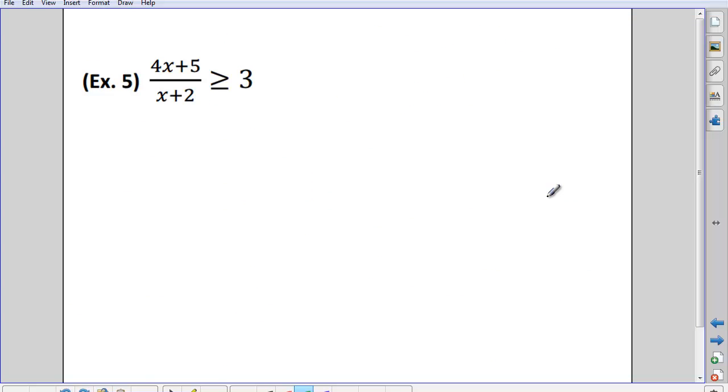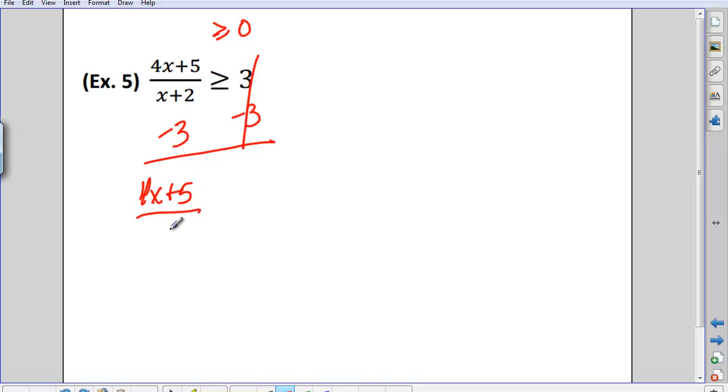Okay, (4x + 5)/(x + 2) is greater than 3. Now, the first thing we need here is we got to have a 0 on that right-hand side. That's the first thing we look for. This needs to say greater than or equal to 0. So let's subtract that 3 off. You can just put -3, just like that.